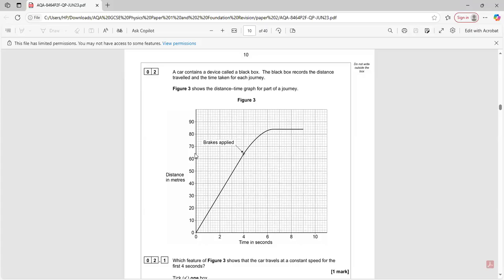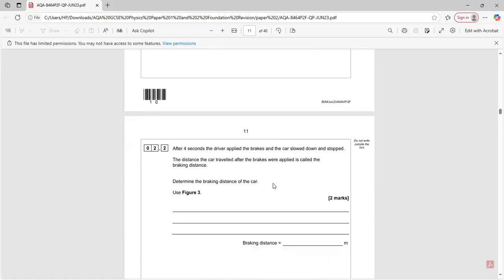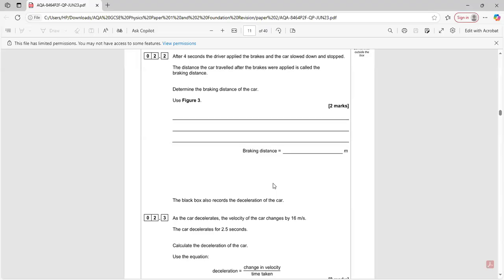Now, when the car comes to a halt, comes to a stop, what is the distance there? I think that's 84, right? Yes. So 84 minus 64 will give you what? 20. So that's 20 meters. That's the braking distance. All right.